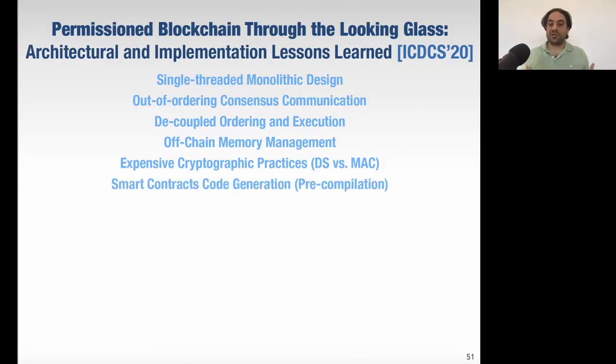And finally, we've been looking at smart contracts. That's the window to the outside world in order to be able to utilize it. And so we're using a Turing complete language such as Go in order to express our smart contracts, and also looking at code generation, pre-compilation, and all those toolkits in order to enhance and speed up the execution of the contracts. And again, together this really comes as architectural and implementation lessons that we have learned through the lens of databases over the last few years. And so that came together in a paper that will be presented later this year at ICDCS.